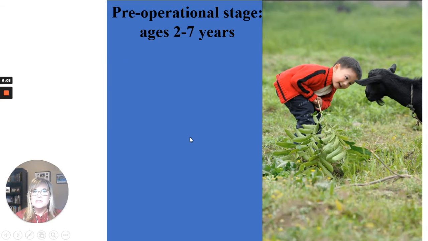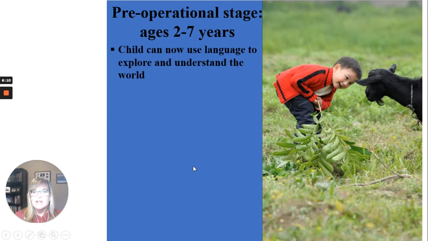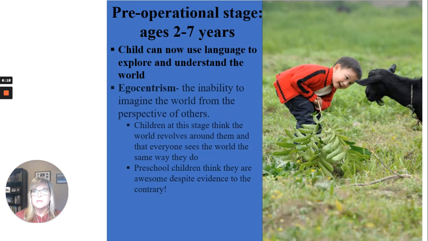The preoperational stage is ages 2 to 7, and this is where kids can use language to start exploring the world. Around 3 is where they get pretty good at language, and so they're starting to be able to talk, put together sentences, and really explain what they're seeing and hearing and learning. Kids at this age are really egocentric. They can't imagine the world from anybody else's perspective. They haven't developed that theory of mind yet.